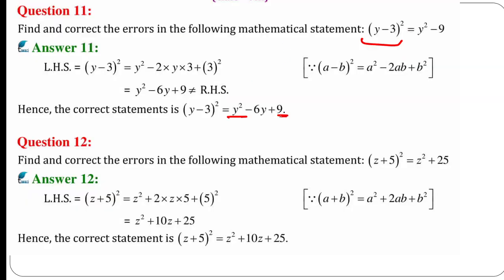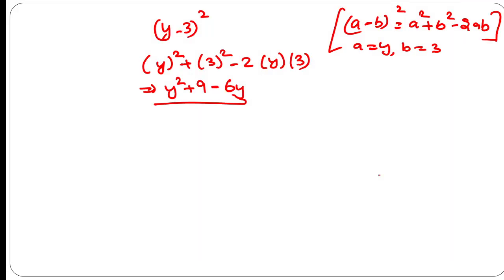y square plus 9 minus 6y. That is your answer. But here the answer is y square minus 9, so that is wrong. In your question number 12, it is z plus 5 whole square.